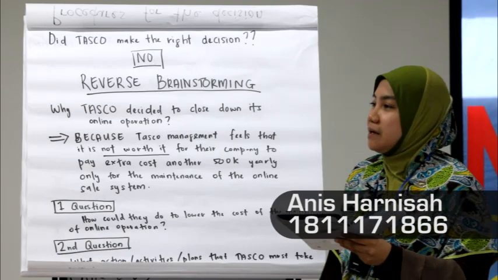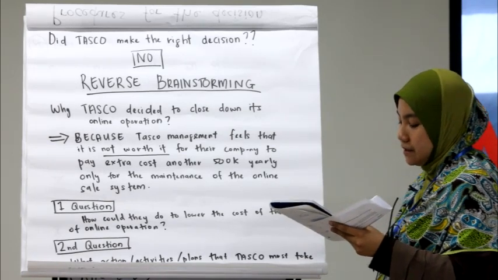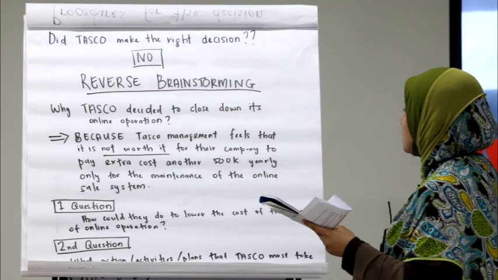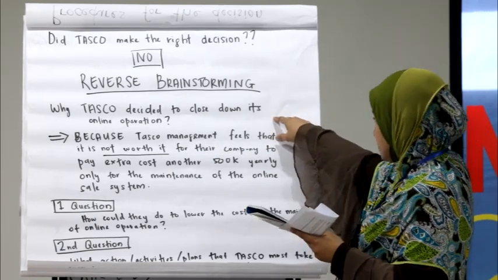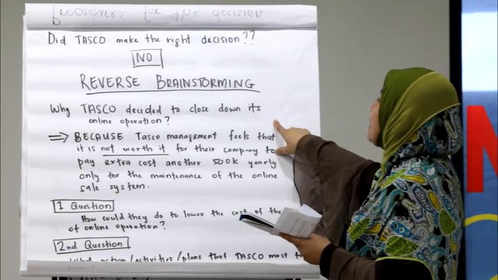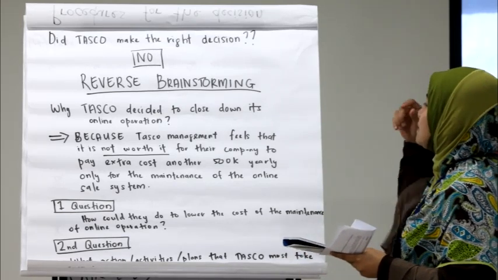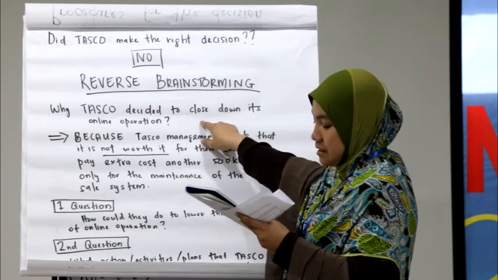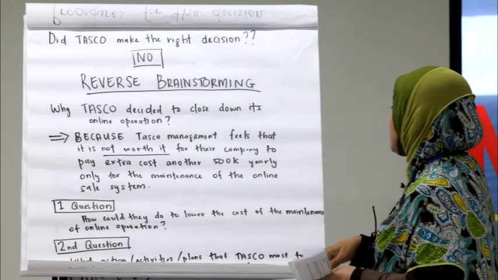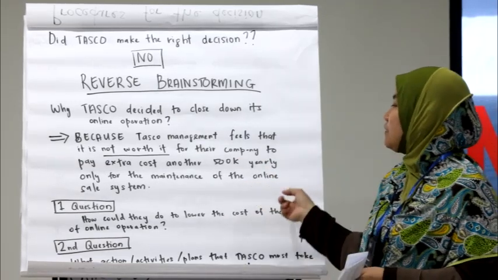So, as my colleague explained earlier, after our group went through the 5 whys method, we were finally able to identify the main reason why Tasco decided to close down its online operation. After that, we concluded that Tasco did not make the right decision on closing their online operation. They decided so because Tasco management feels that it is not worth it for their company to pay an extra 500k yearly only for the maintenance of the online system.